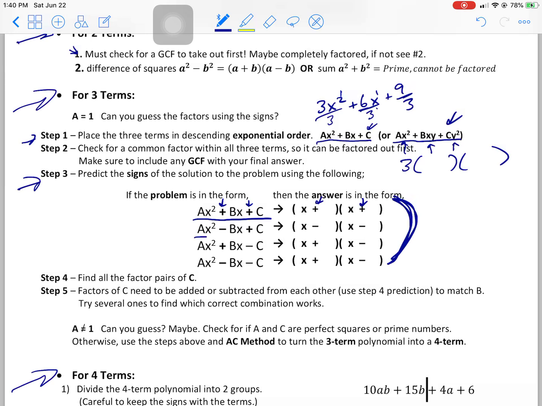If you have a 3-term that you're given that you have to factor and the negative comes first, then the positive, then that's a negative factoring. Okay? So those are the two easy ones. Two positives, two positives. A negative then a positive is two negatives.